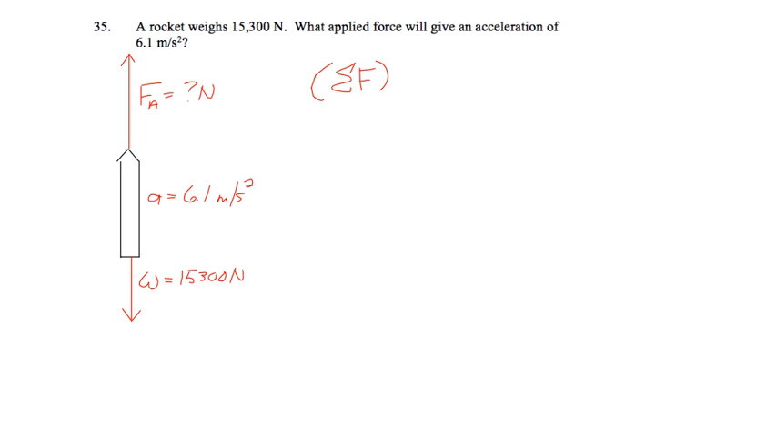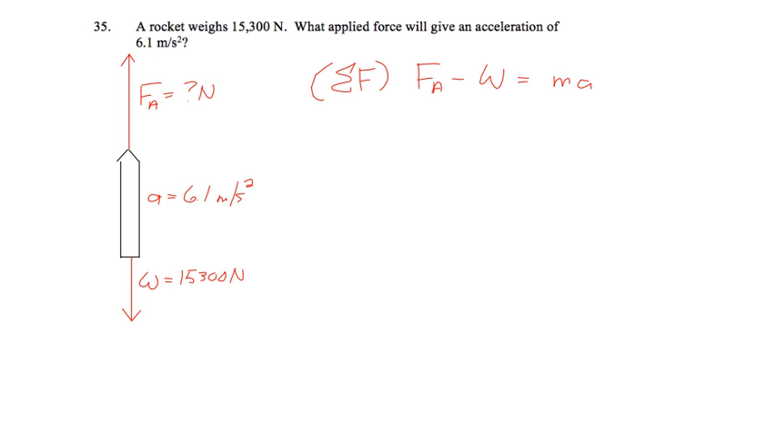I've got two forces in the vertical direction. Now, if you want to write the sum of the forces in the y, you can, but there's really no need because we only have one direction in this problem. So we sum up our forces, we're going to get Fa minus W equals Ma. That's our descriptive equation. And the Fa is the unknown.